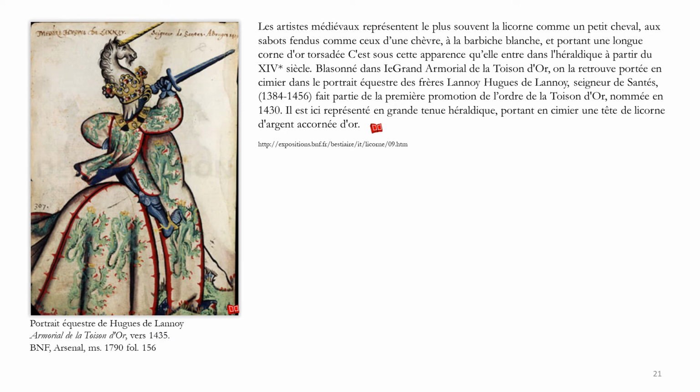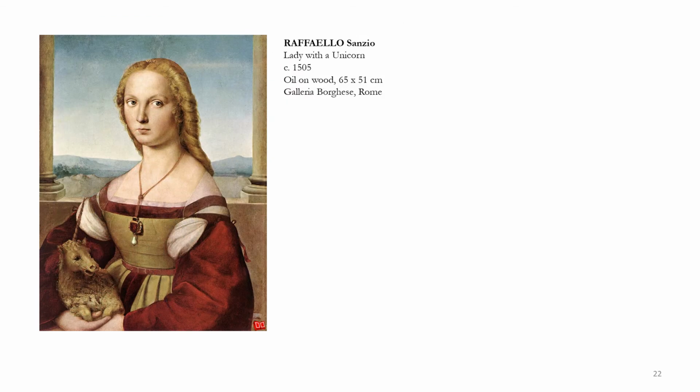One or two more images. Unicorn in heraldry. Notice what this valiant knight on a horse is wearing on his head. A unicorn shaped helmet. Finally, probably the best known and quite famous painting by Raphael, the Lady with a Unicorn, available in Rome. I'm sure that many of you are familiar with this very, very beautiful painting.